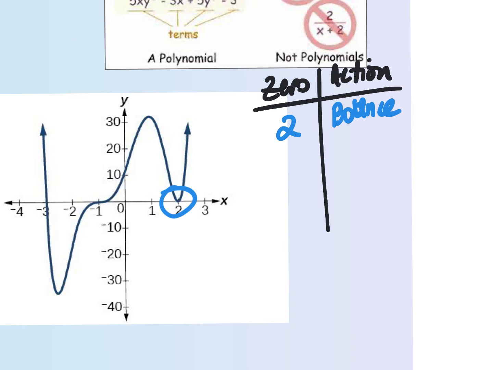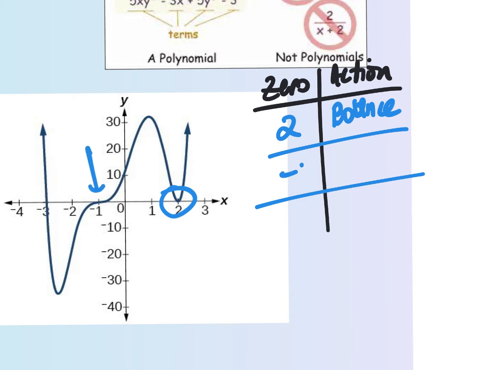All right, I know you learned this in higher algebra. I know it's been a long time, so let's talk this through a little further. So everybody try to figure out what are the other zeros that we have, and what is it doing at those zeros? Okay, so let's see if you got them.